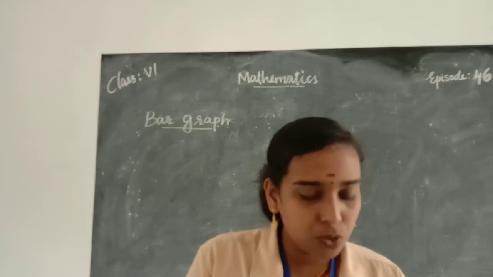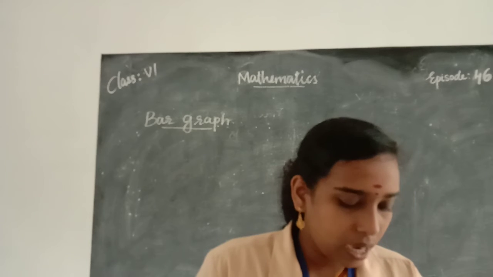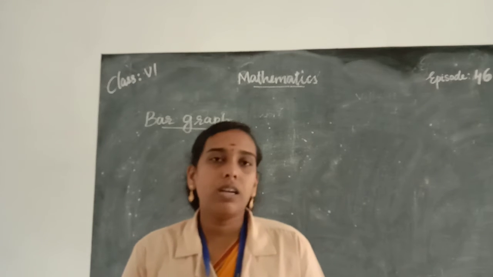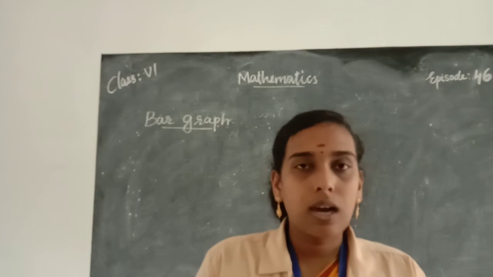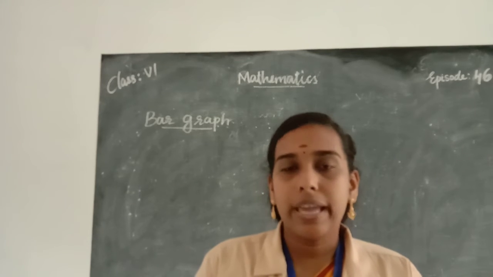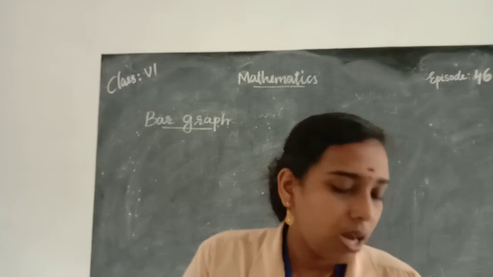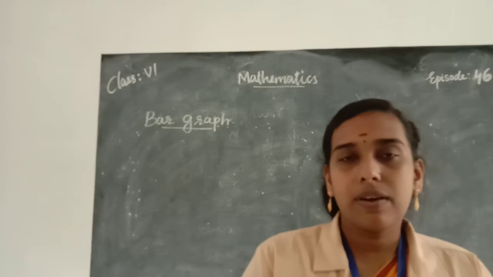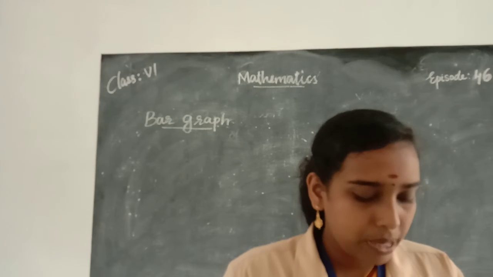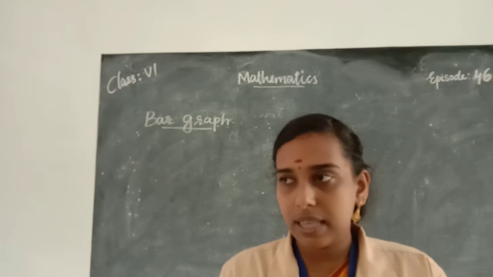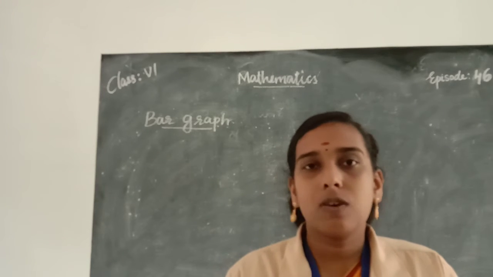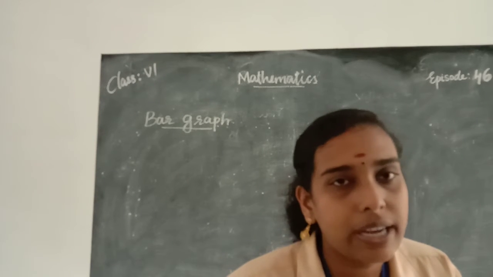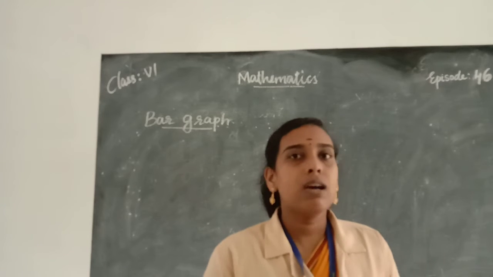Bar graph means we represent the given data in the form of bars, horizontally or vertically, with equal spacing between them. That's called a bar graph. So we want to study how to draw a bar graph. For example, if details are given and we want to draw the bar graph representing them, then we want to find the answers to the given questions from the bar graph. Let's see how to find the answers.